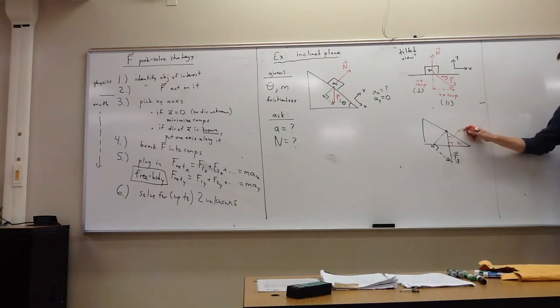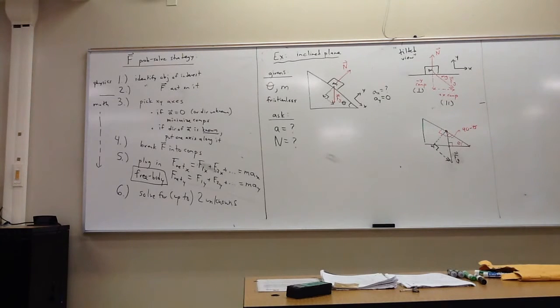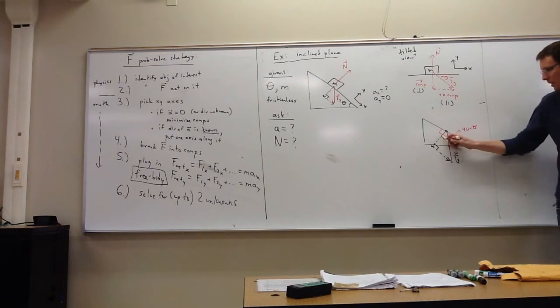90 minus theta, right? If the interior angles have to add up to 180, and one of the angles is already hogging 90, the other two have to add up to 90. Okay? And then I can also realize that this is perpendicular. By definition, that was a component into the surface, right? So these two have to add up to 90 as well.